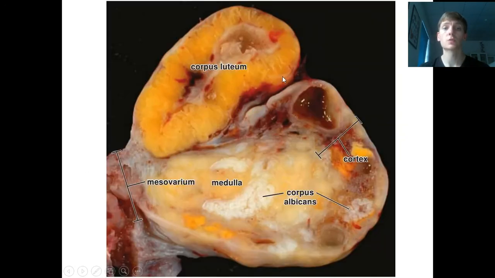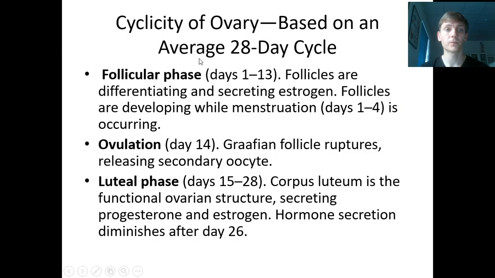So this is corpus luteum of pregnancy. You see how large is it? It takes 1/3 of entire ovary structure. So you see in cortex we see some follicles. Even with naked eyes it's visible, and with a hilum also where blood vessels enter inside. So it's absolutely normal pregnant ovary. So cyclicity of ovary is based on an average 28-day cycle.